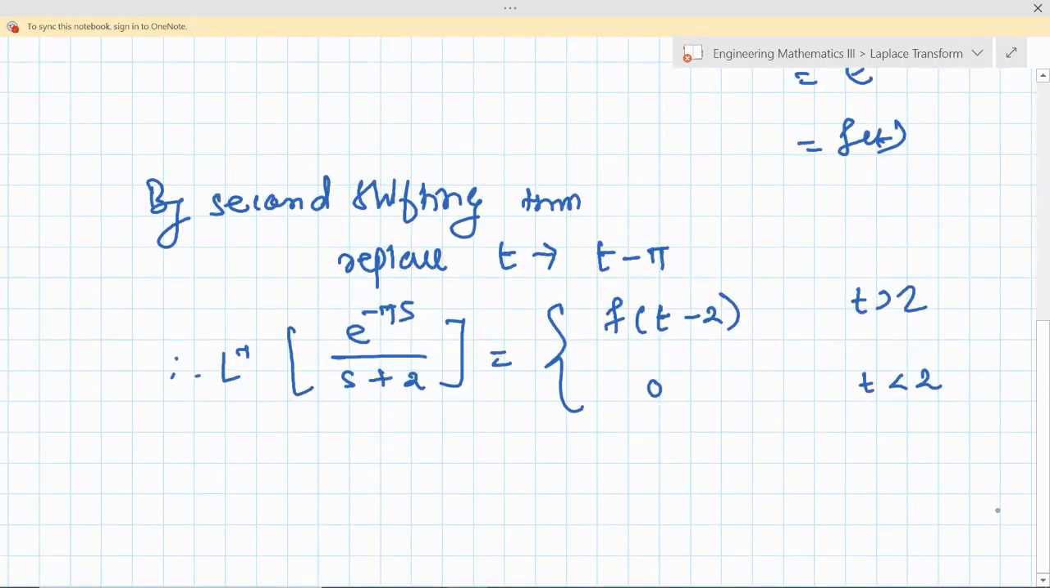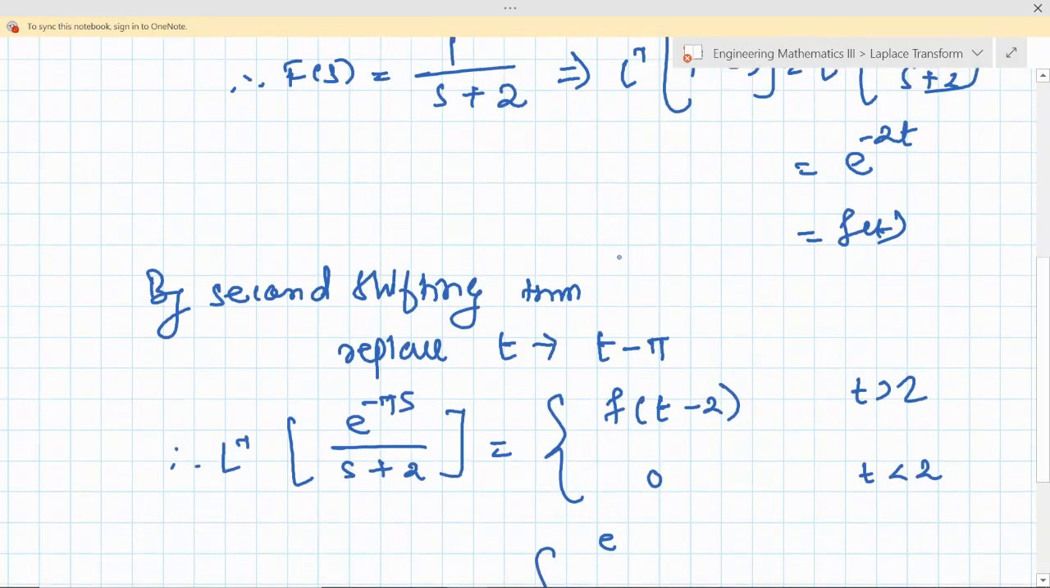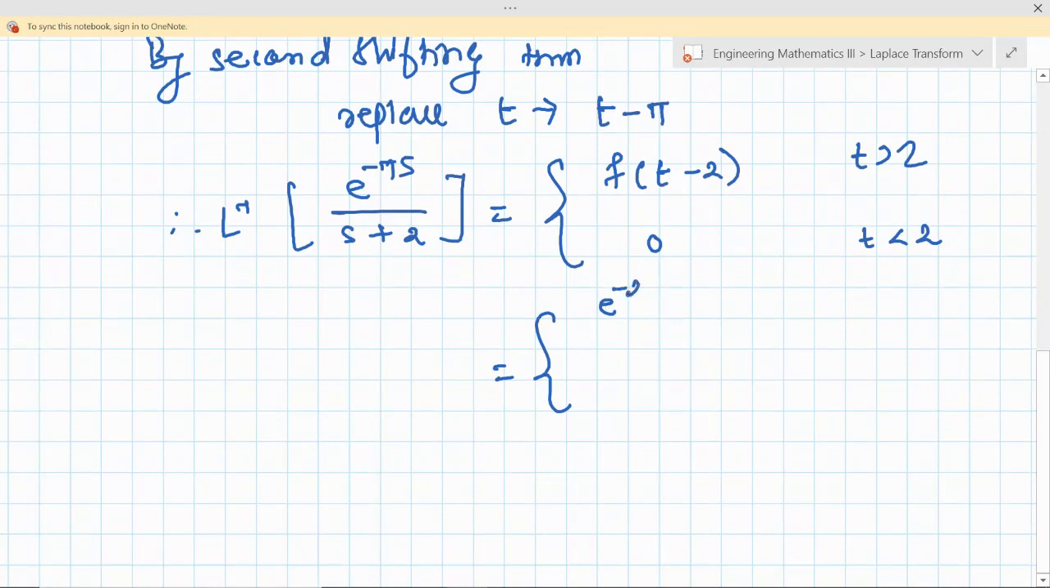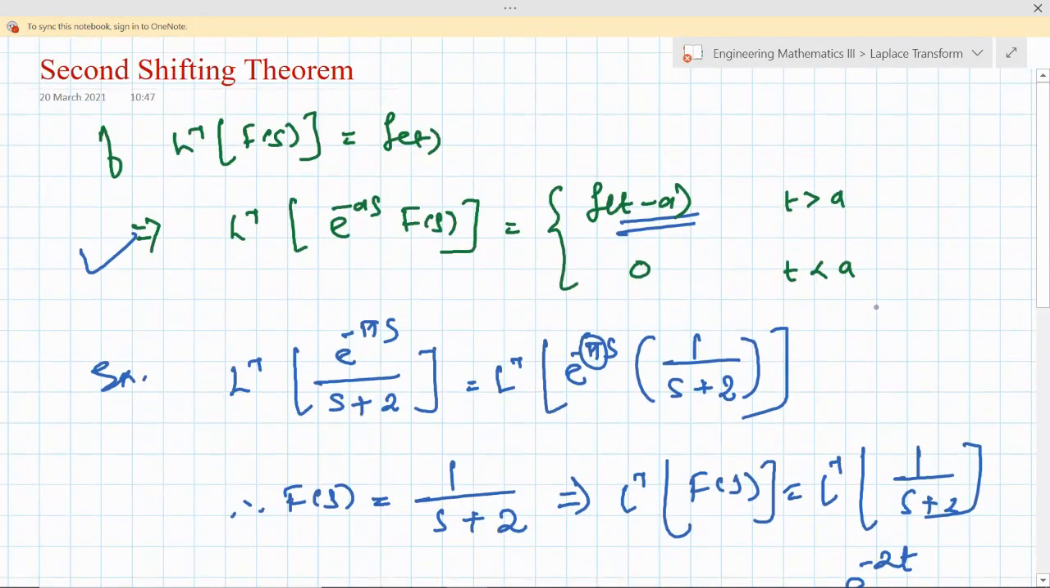Got it? What is f of t minus pi? It is e raised to minus 2, what is f of t? e raised to minus 2t. Wherever that t is there, we are replacing t by t minus a. So this is e raised to minus 2 into t minus pi, and it is 0 for t less than pi. Okay, so that's it. This is the answer. Hope you got this second shifting theorem also.